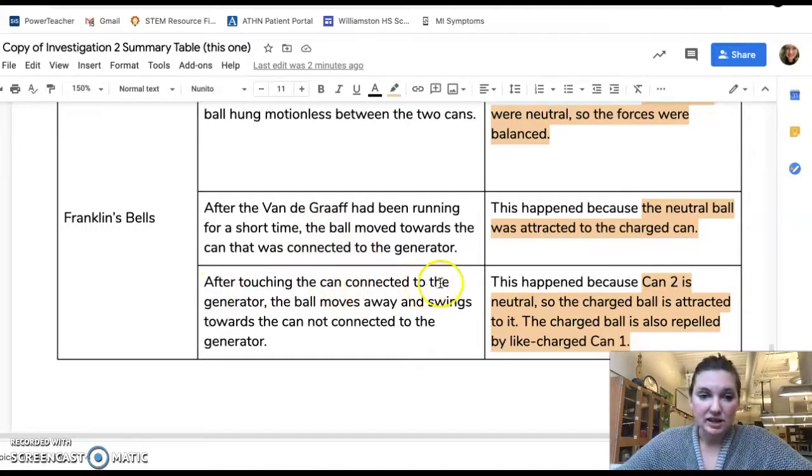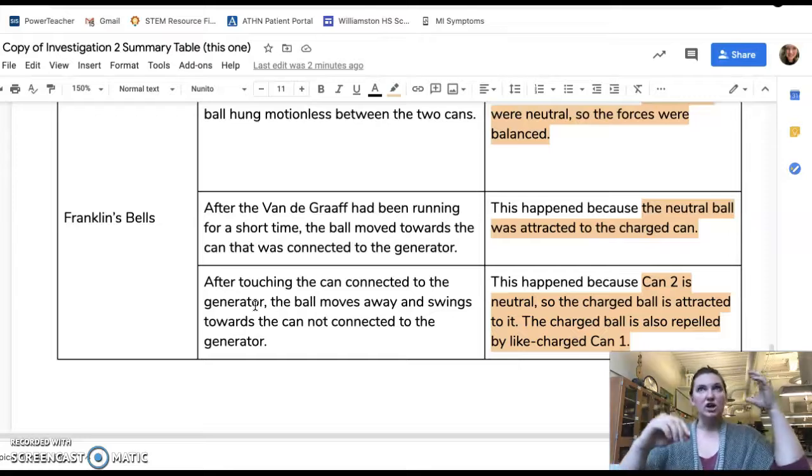After touching the can connected to the generator, the ball moves away and swings toward the can not connected to the generator. This happened because can 2 is neutral, so the charged ball is attracted to it. The charged ball is also repelled by like-charged can 1. So what's happening is that you have this charge. Hold on, let me show.